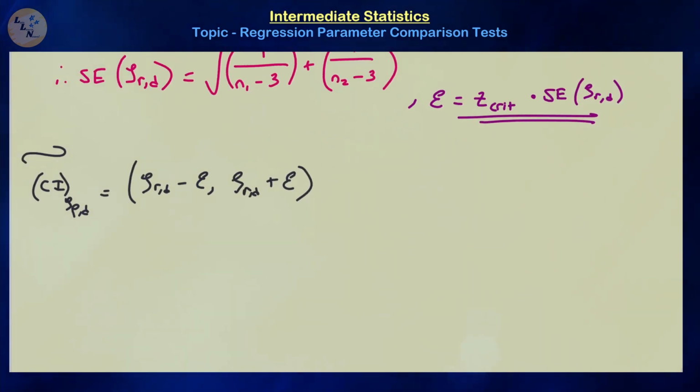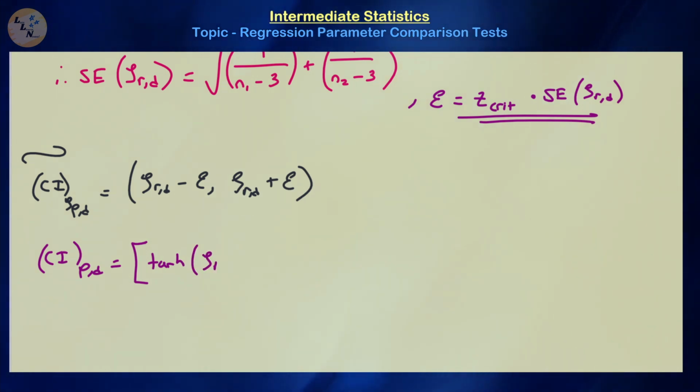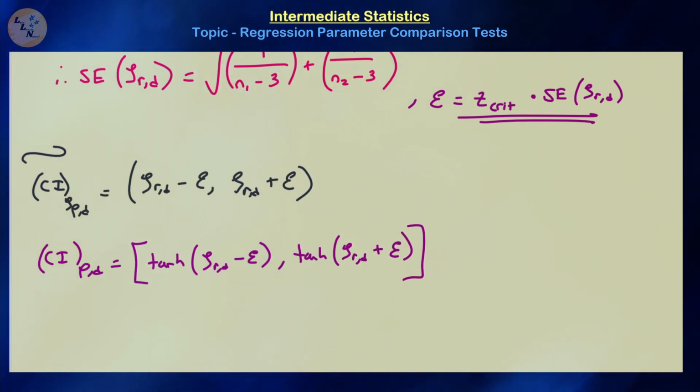And then we can get our confidence interval for rho d, the difference in correlation coefficients, to be equal to, let's write these in brackets because we're going to have parentheses inside these brackets. That's going to be equal to the hyperbolic tangent of zeta rd minus epsilon, so the hyperbolic tangent of the lower bound of the previous interval, and the hyperbolic tangent of the upper bound, zeta rd plus epsilon. So that's our confidence interval for the difference in rho d.